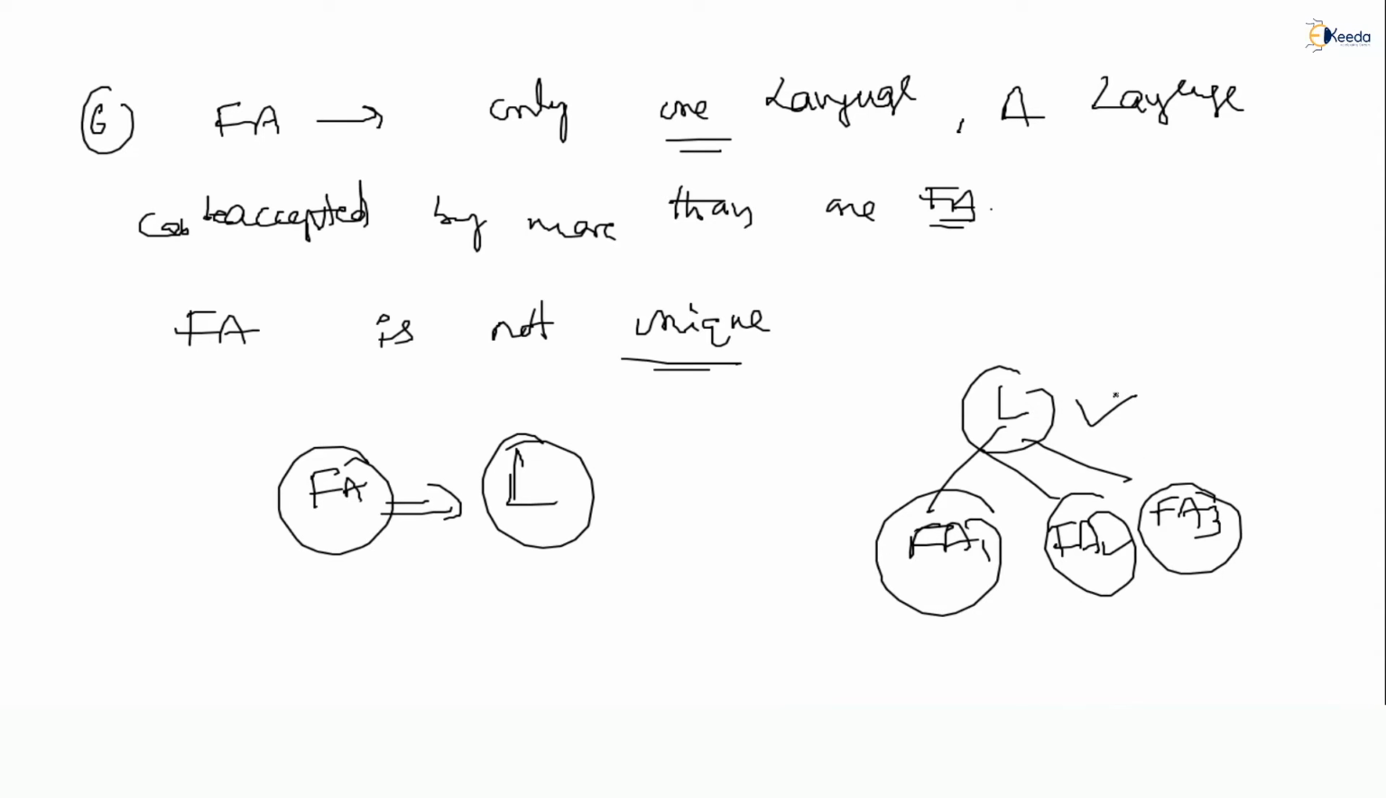For a given language, we can construct different FAs. One FA will accept only one language, but a language can be accepted by more than one FA. So definitely this FA is not unique. I may not have a unique FA for a language. That is the reason we go to minimal FA.